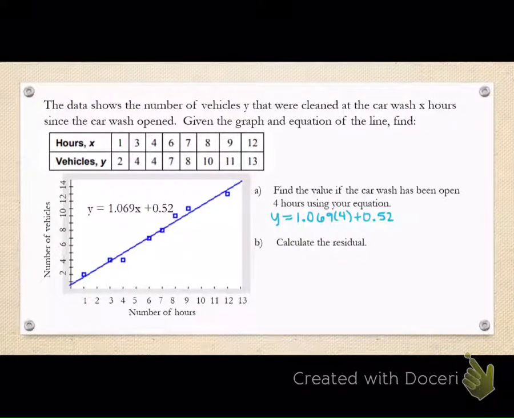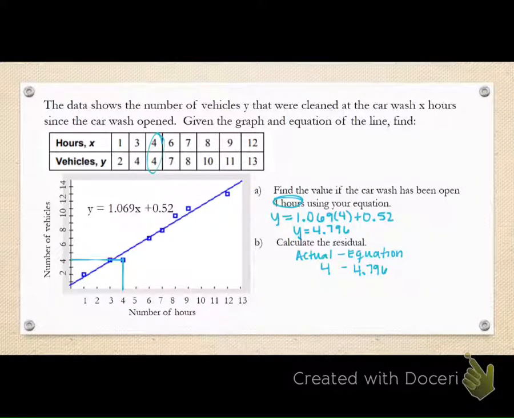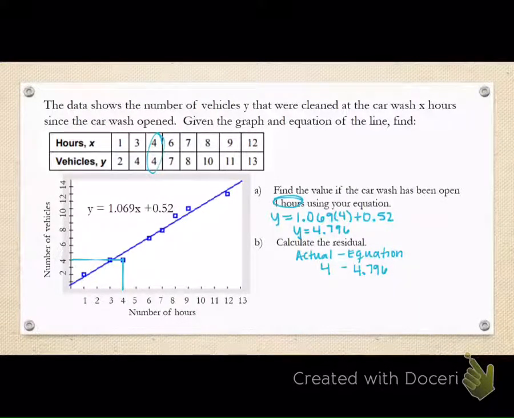Emma, when you're done, tell me what you get. 4.796. Okay, because after 4 hours. So we always do the actual minus the equation. So our equation value is 4.796. What is the actual value for 4 hours? It says 4 in the graph, and if you look here, it says 4. So you do 4 minus that. Oh, shoot. Whoa. Brian, what do you get?